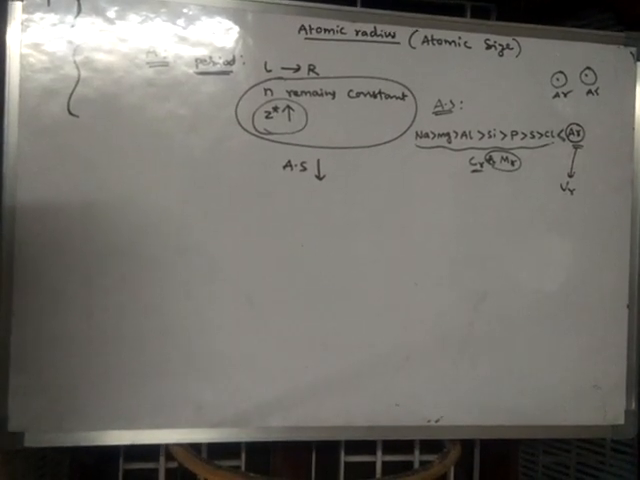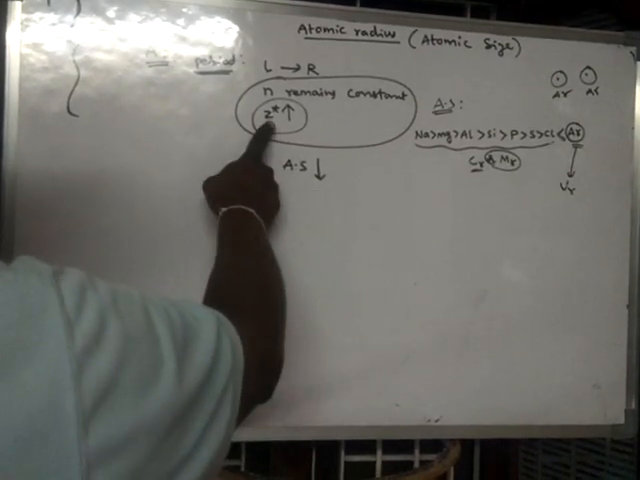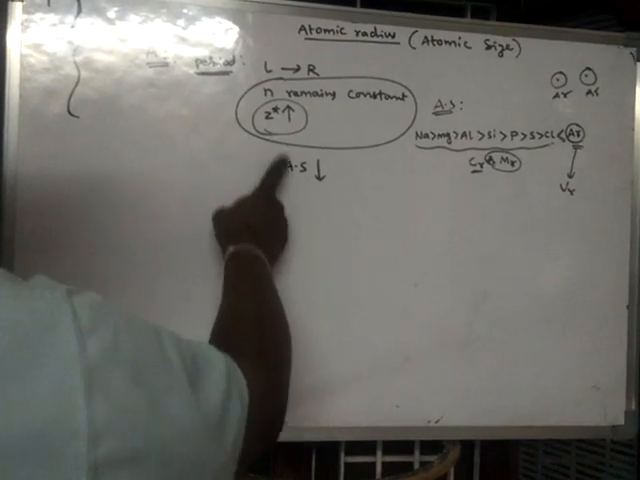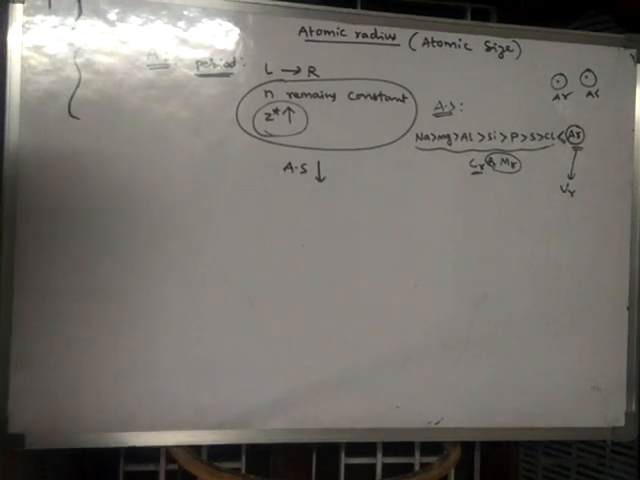So in a period, from left to right, atomic radius decreases as the effective nuclear charge increases. What is the reason for the decrease in atomic size? As effective nuclear charge increases, the atomic size decreases from left to right along a period.